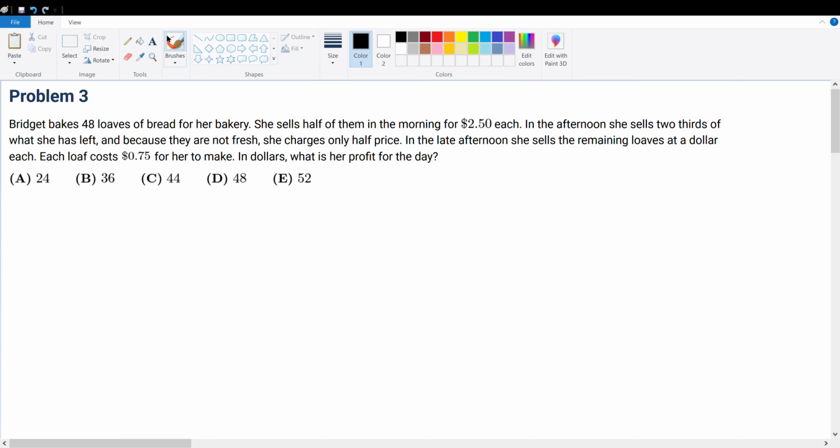Problem 3. Bridget bakes 48 loaves of bread for her bakery. She sells half of them in the morning for $2.50 each. In the afternoon, she sells 2/3 of what she has left. And because they're not fresh, she charges only half price. In the late afternoon, she sells the remaining loaves at $1 each. Each loaf costs 75 cents for her to make. In dollars, what is her profit?